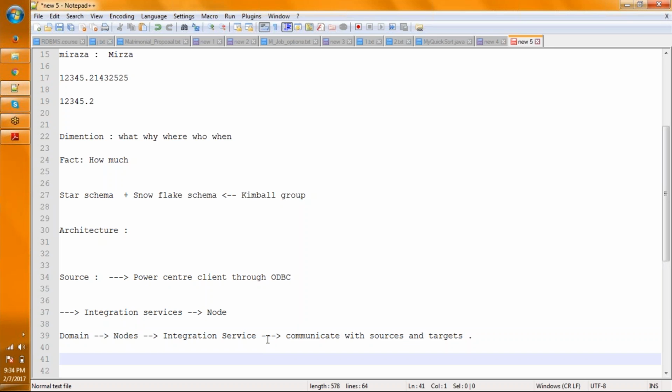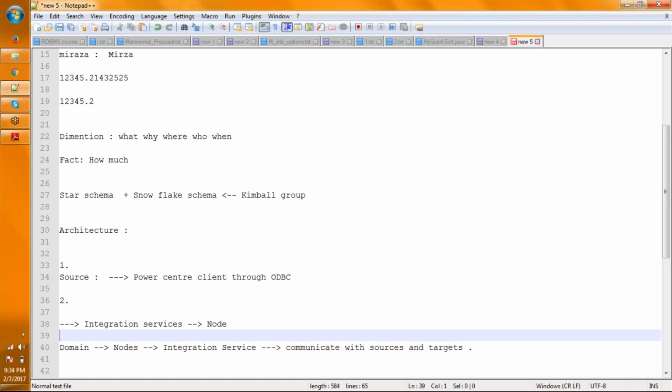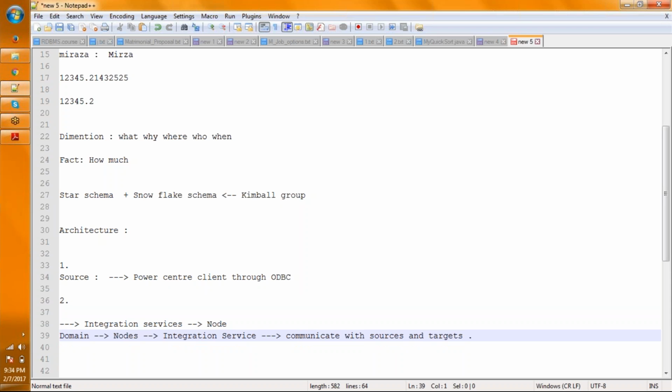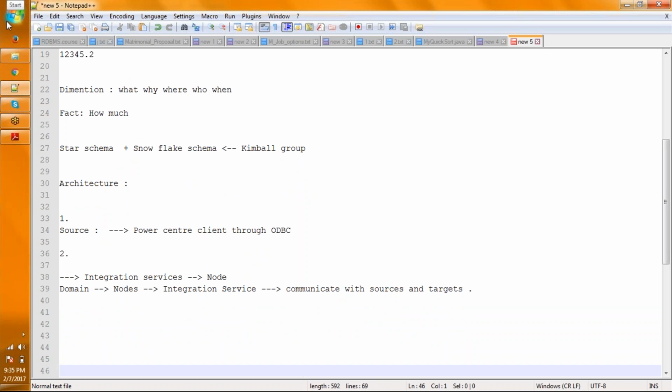There are a few more terms that come along in the same line, but let's finish the architecture part first. Before you go down, can you give me an example in a real-time scenario? I'd like to know what the integration service does in a real-time scenario.